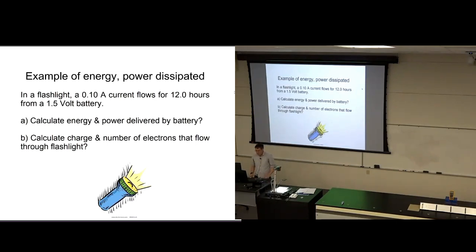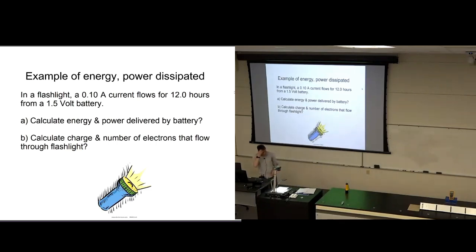In this example, I've got a very basic electrical circuit, that is, an electrical circuit with a battery and a resistor. So a flashlight is a very simple circuit that has a battery, obviously, and it has a lamp that is a resistor. And it's just exactly that circuit with a switch that I first mentioned at the beginning of the class, the circuit that we're analyzing today. So now let's take a look at it from the perspective of energy and power.